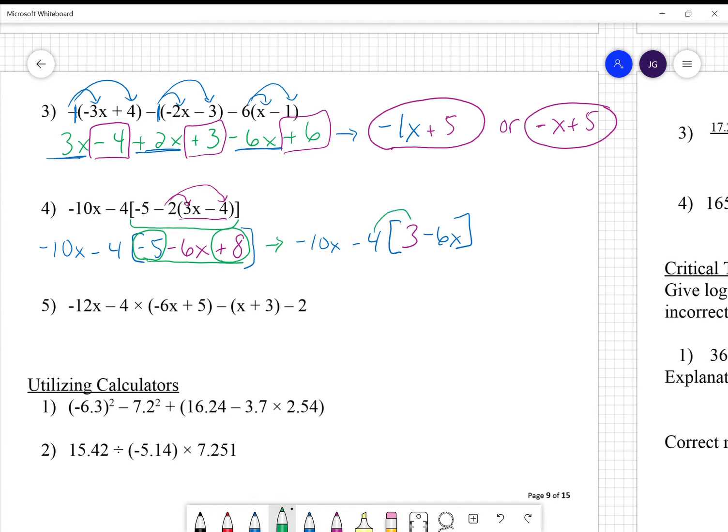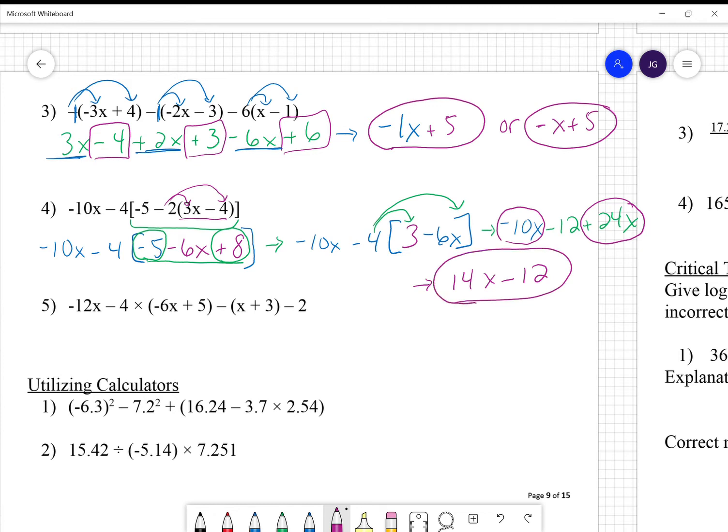So to get rid of the parentheses, I'm going to distribute the negative 4. So I will have negative 10x minus 12. Negative 4 times negative 6x is a positive 24x. And then I'm going to combine my variable terms. Negative 10x and positive 24x is going to give me a positive 14x, and then minus 12 doesn't have anything to combine with, so it just comes down.